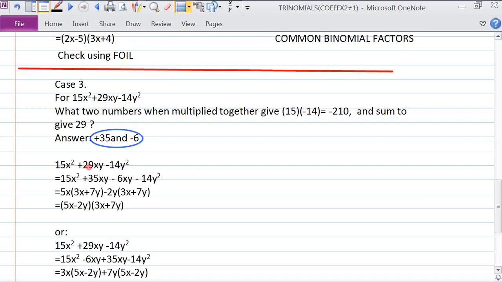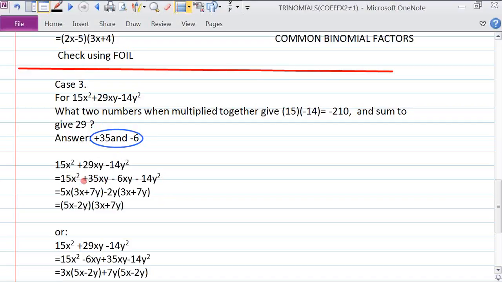So instead of writing 29xy, I'm going to write plus 35xy minus 6xy, because that's equal to this. And these are the possible factors. These are the factors that multiply together. When you multiply 35 and 6, you're going to get minus 210. And when you sum them, you're going to get to 29. So now I've got plus 35xy minus 6xy minus 14y squared.